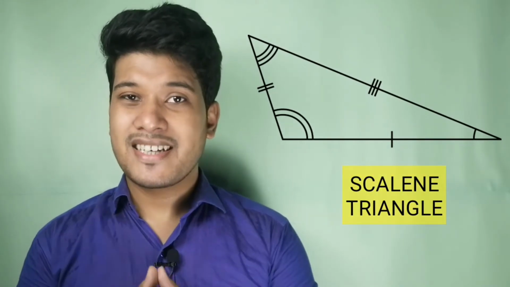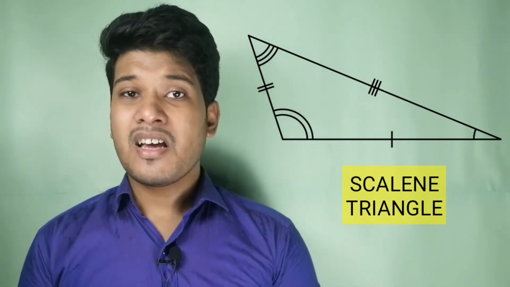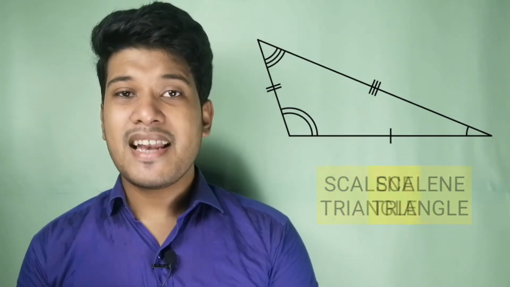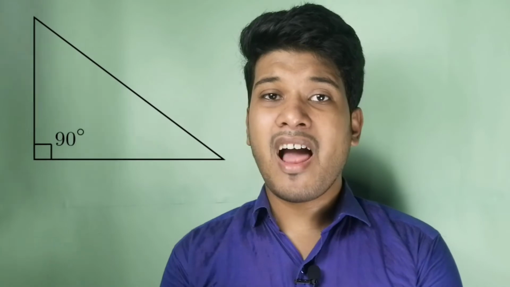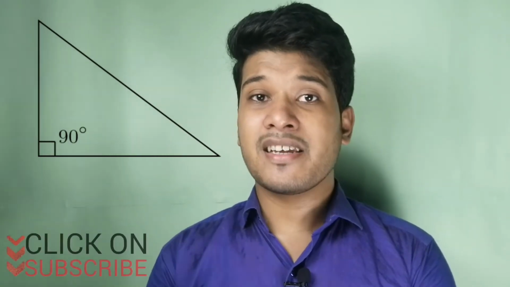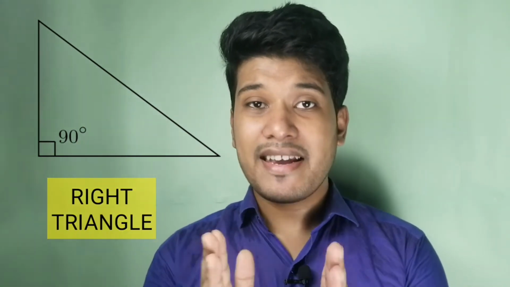Then what if none of the sides are equal, none of the angles are equal? Then what do we call them? We'll call it a scalene triangle. As you are now watching on the screen, this is a scalene triangle. You are clearly seeing that none of the sides are equal, none of the angles are equal. This is called a scalene triangle. Then if a triangle has only one angle equal to 90 degrees, meaning only one right angle, then it is called a right triangle.